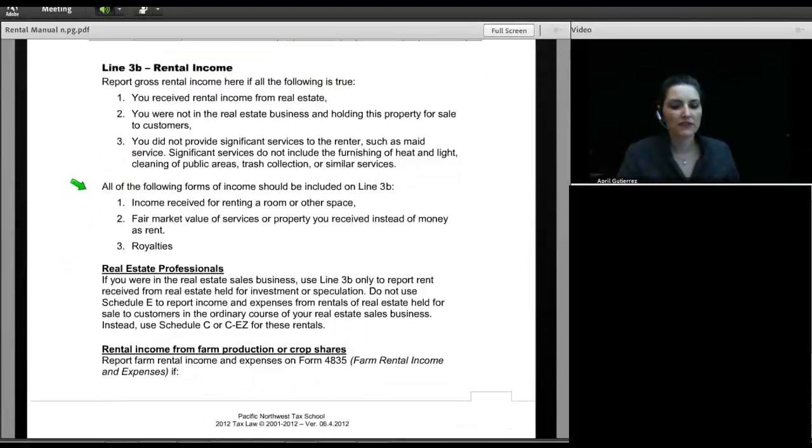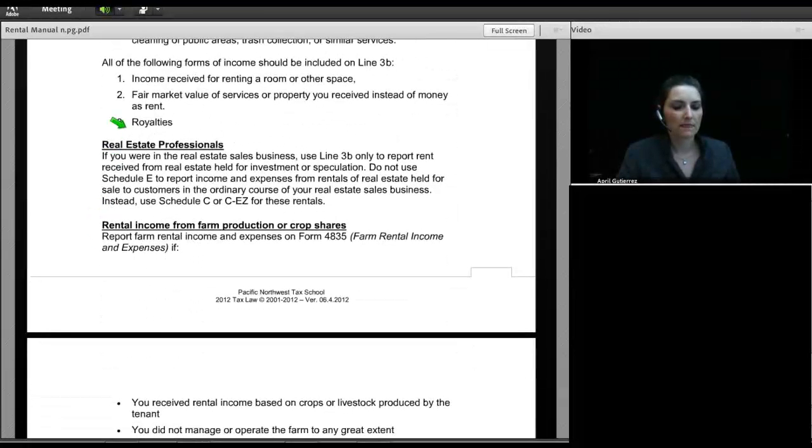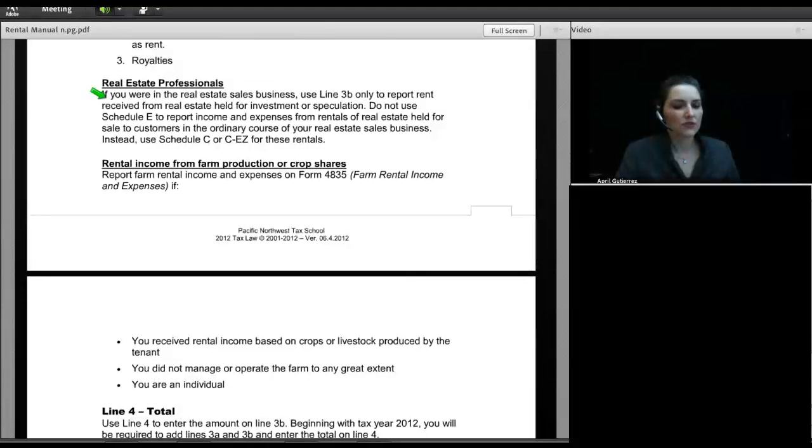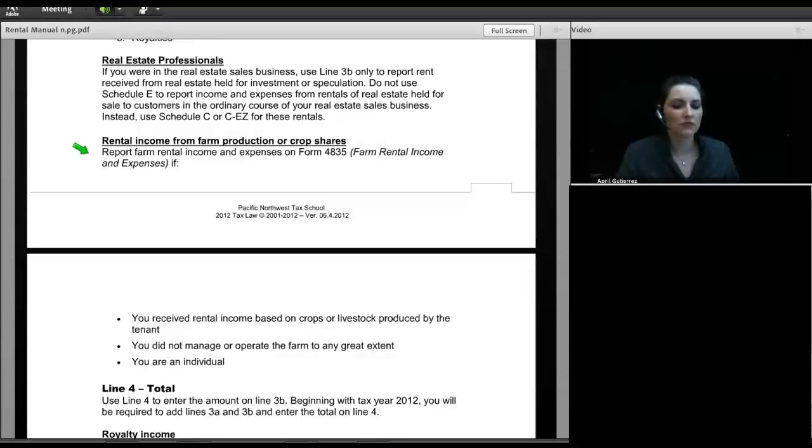All of the following forms of income should be included on line 3B, including income received from renting a room or other space in your home, fair market value of services or property you receive instead of money as rent, also royalties. Real estate professionals: if you are in the real estate business, use line 3B only to report rent received from real estate held for investment or speculation. Do not use Schedule E to report income and expenses from rentals of real estate held for sale to customers in the ordinary course of your real estate sales business. That income belongs on Schedule C or CEZ, not on Schedule E.